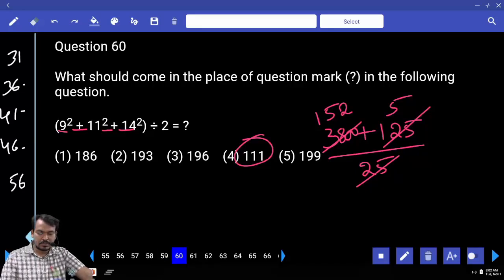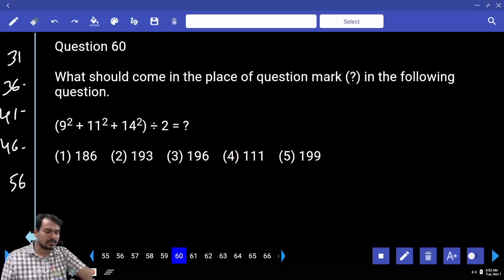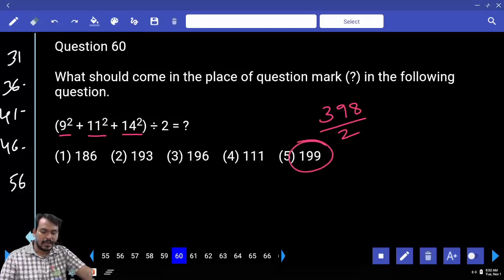Next, question number 65. Sorry, question number 60. What is the 9 square? 81. 11 square? Both are adding. 202 plus 14 square? 196. Total it is 398. Divide by 2 means half of the 398, 199.